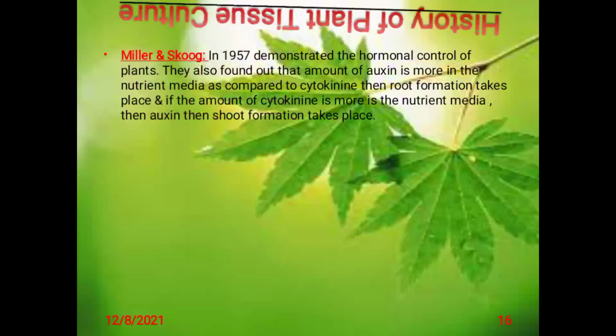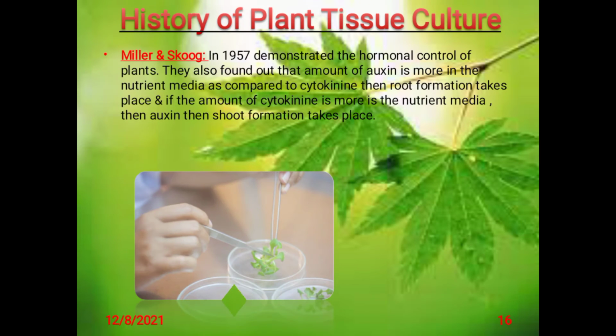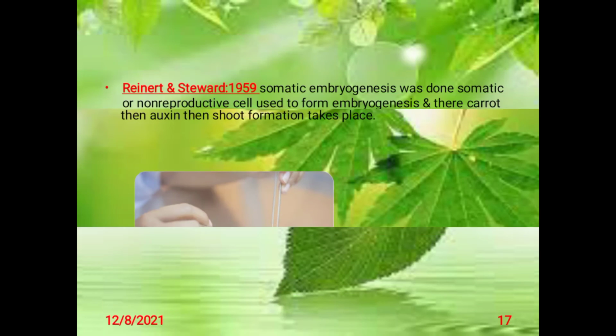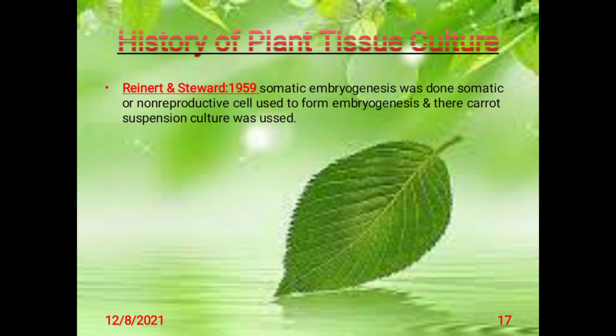Next is Miller and Skoog. In 1957, they demonstrated the hormonal control of plant growth, and they also found that if the amount of auxin is more in the nutrient media compared to cytokinin, then root formation takes place, and if the amount of cytokinin is more in the nutrient media, then shoot formation takes place. Next is Reinert and Steward.